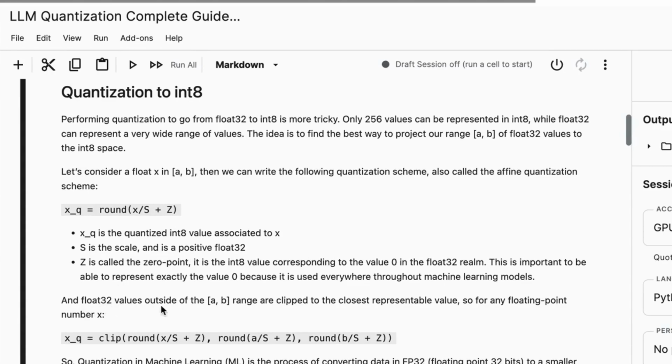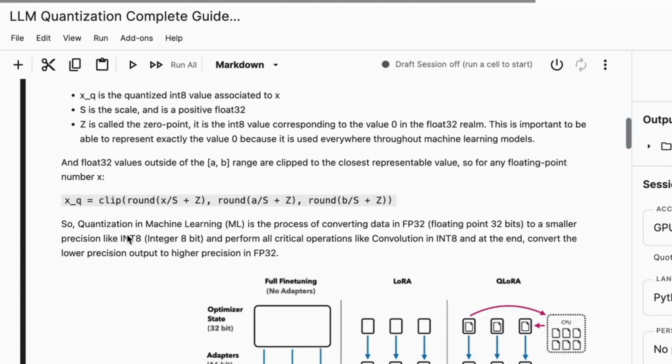Now the float 32 values outside of the [a, b] range are clipped to the closest representable value, because we need to set a range between a and b. This x value can be in between these two ranges. These two ranges are -127 and +128, and we need to clip it. When we clip it, it will give us the kind of value that we can use in our large language models. In that way this whole equation works.